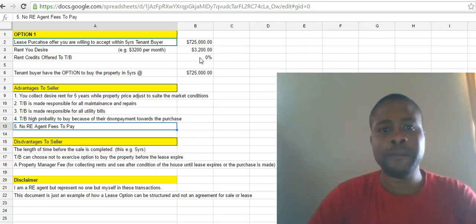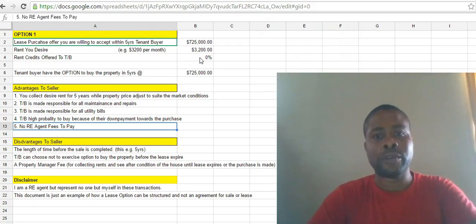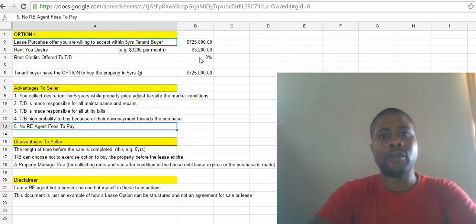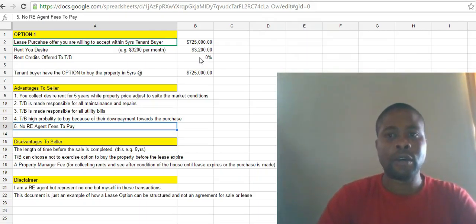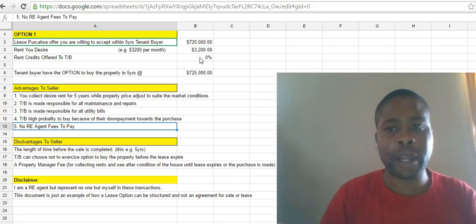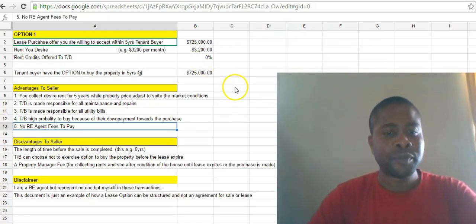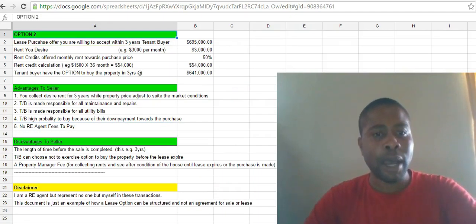So all that happens here is an agreement between buyer and seller, what they agree to. So this could be a 25% rent credit over 5 years, a 50% rent credit over 5 years. So again, it all depends on what the buyer and the seller agree to. Right, so back to option 2.